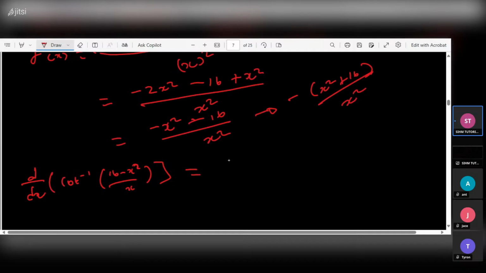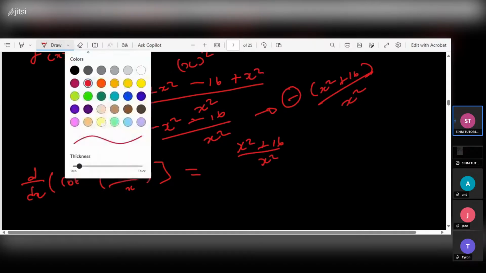So remember you have negative here, and the formula also has the negative there, which means it's going to be positive. So you can even write it as x squared plus 16 divided by x squared in that way.